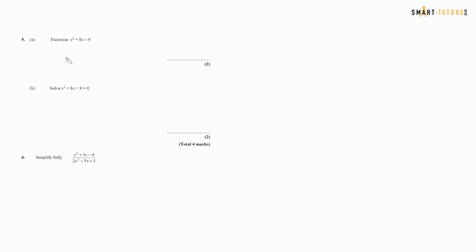Question number 5. Factorize x squared plus 8x minus 9. So we need to find the factors of 9. The factors of 9 are 1 times 9, 3 times 3. So here minus is there, so the factors need to be taken away. 9 take away 1 is 8. So that is the perfect factor.